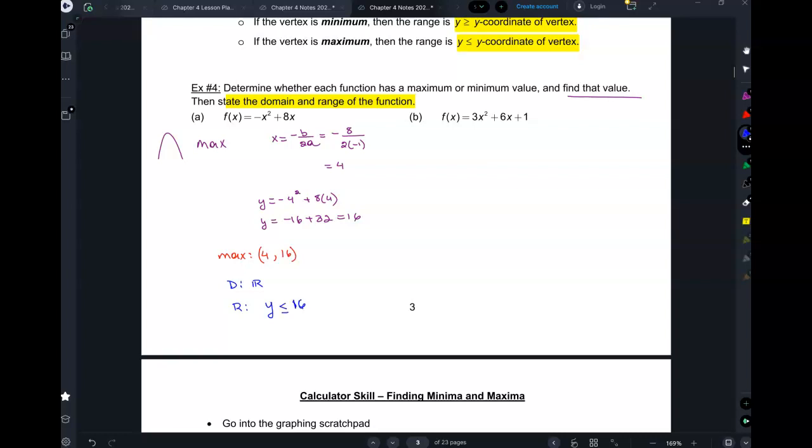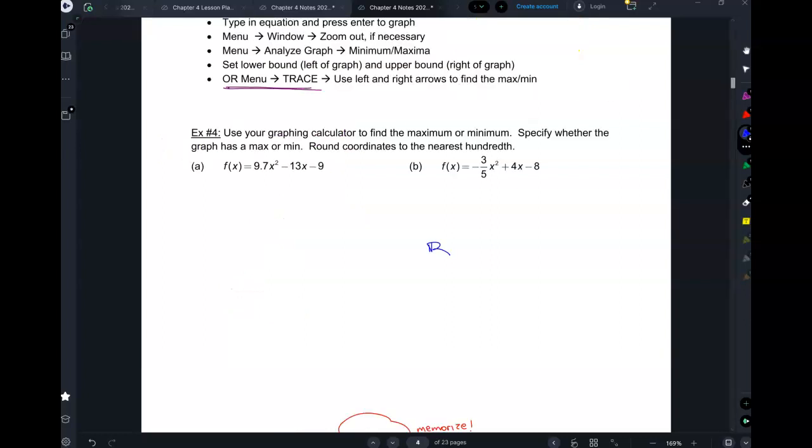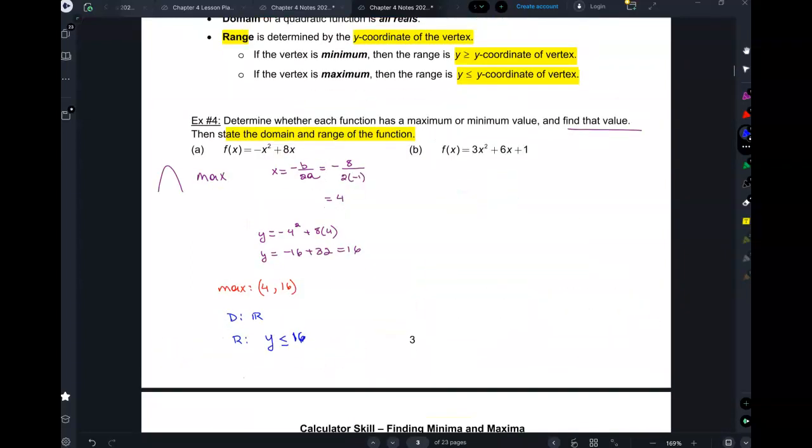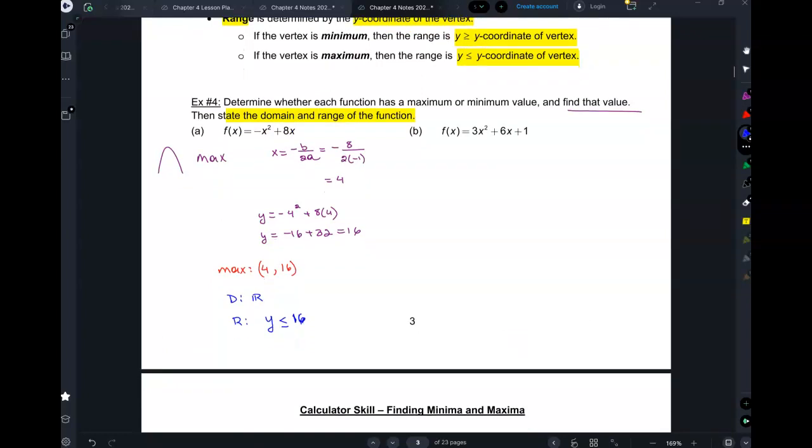All right? So now you guys are going to do this one, mimicking exactly what I did here. All right? Go, go, go. So first, find the vertex, and then the y value, and so on.